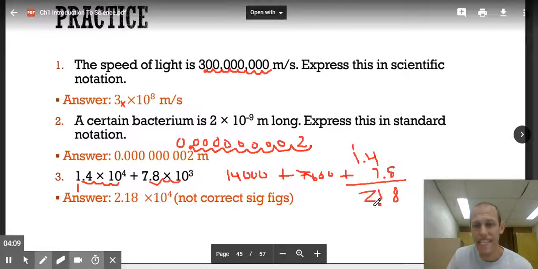So 218, and the decimal point would go right there, lining up with the biggest one. So it's 2.18. And since it lined up exactly with this bigger number, it has the exact same power of 10. So it's whatever the power of 10 was for the 1.4. So it's 10 to the 4th, which is what it has here too.